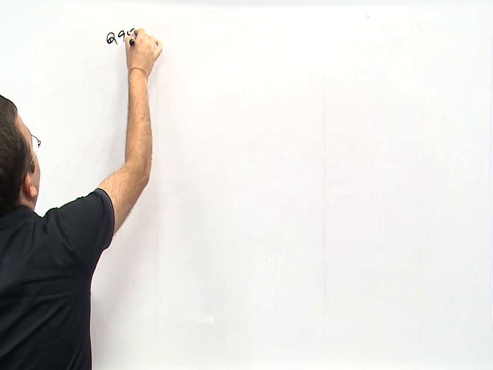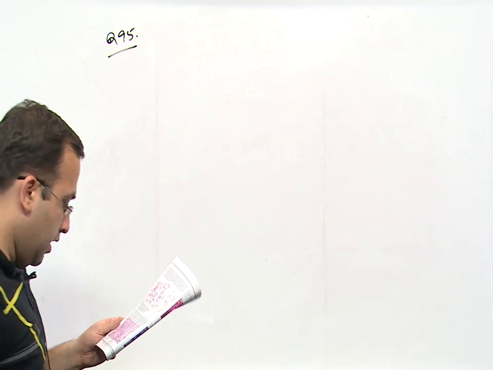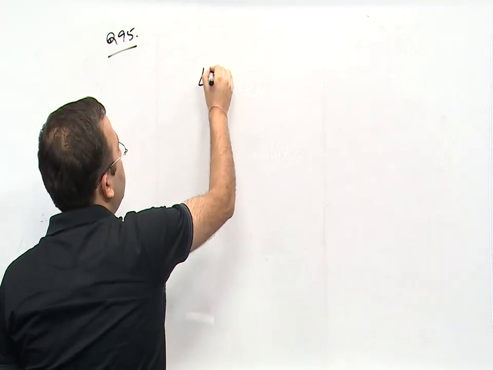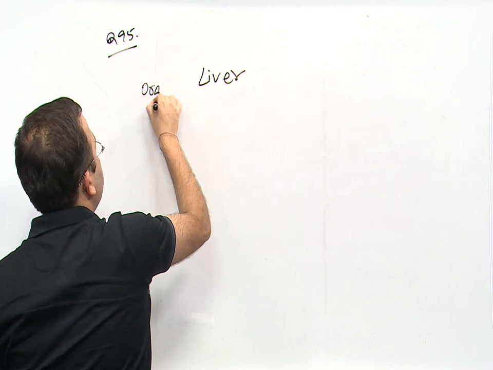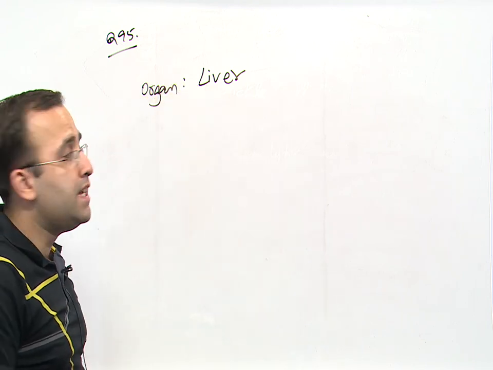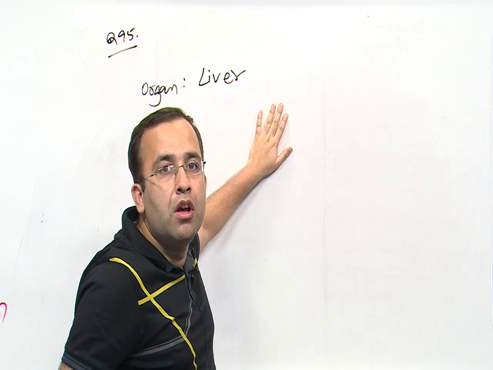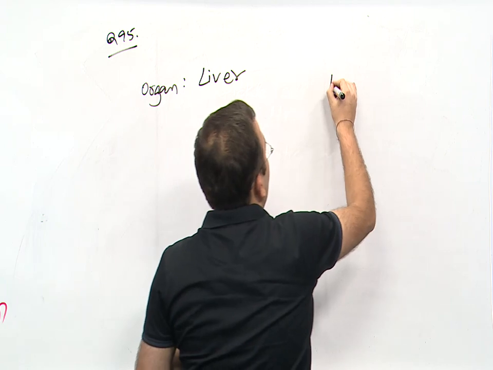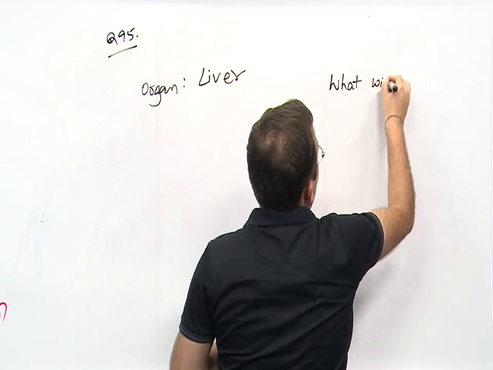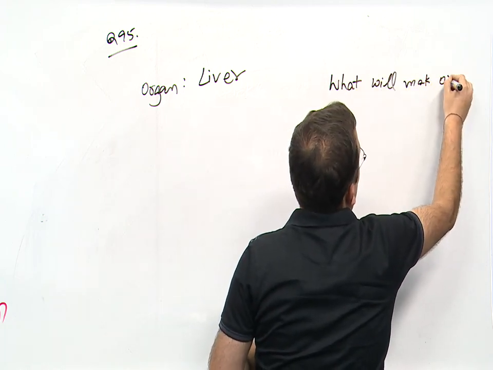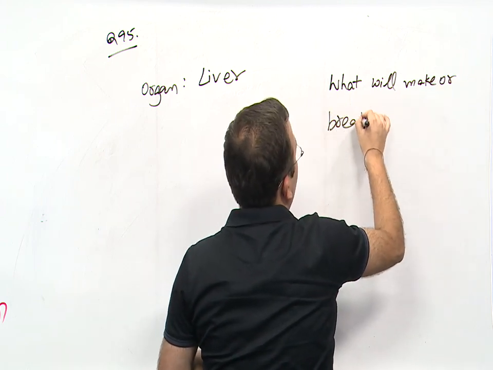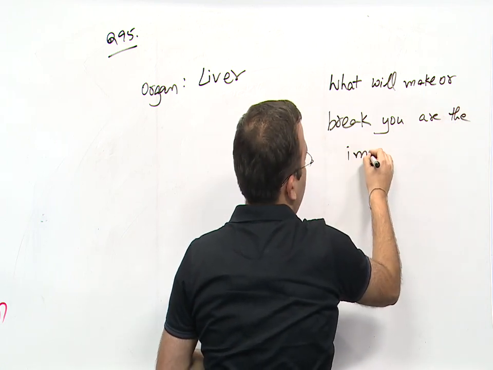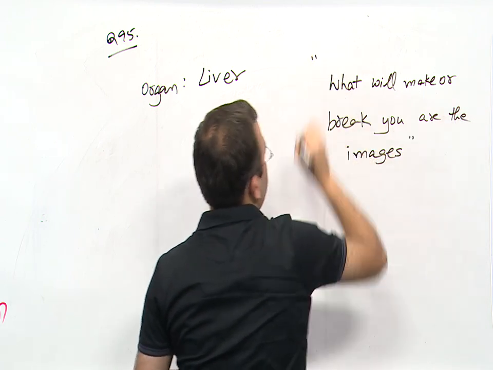Question 95. First, identify the organ. The organ is liver. First point. Whenever you see any image based question, I'm again repeating this, what will make or break you are the images.